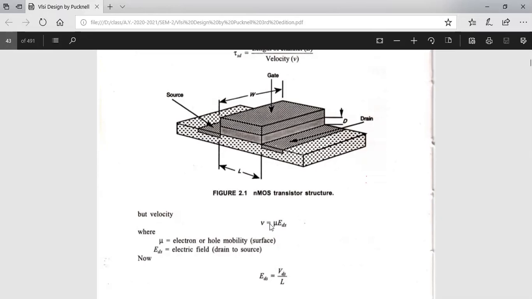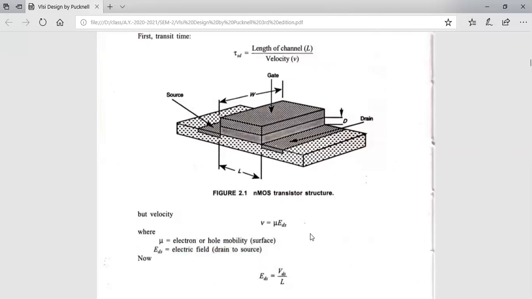V is equal to mobility mu multiplied with EDS. What is this EDS? EDS is nothing but the electric field. This velocity is depending upon its mobility multiplied with its electric field strength. The field strength is caused due to the drain and the source, right? It is indicated as EDS. Are you able to get it now?